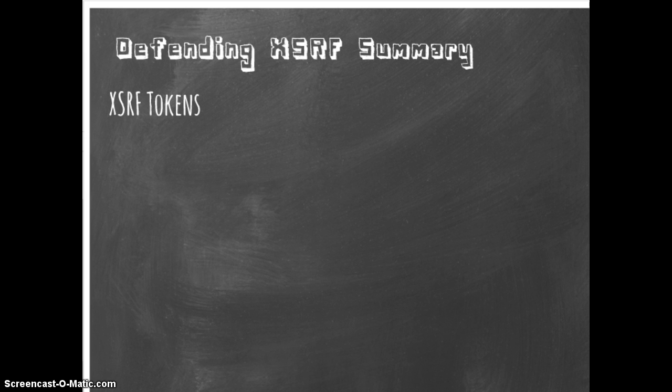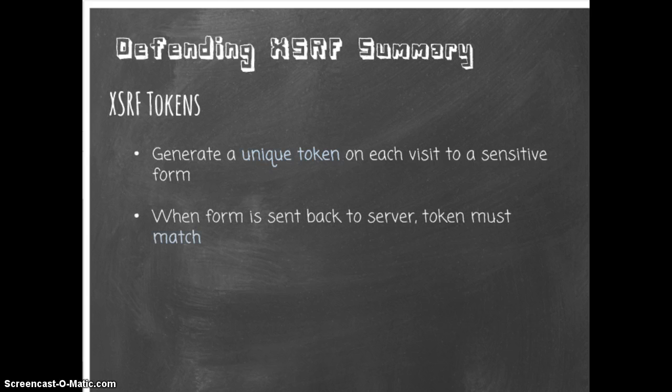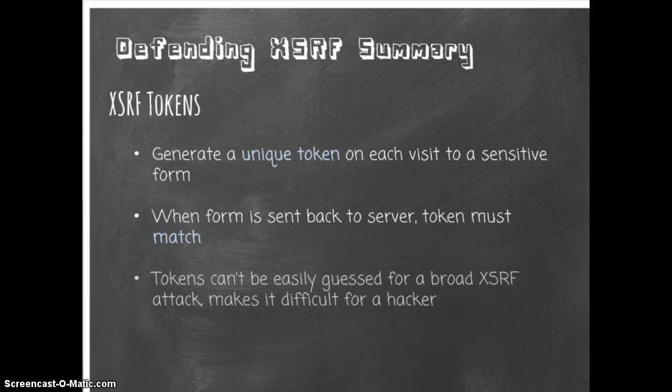Finally, the last defense that we had discussed was using anti-xsrf tokens. What you have to do is generate a unique token on each visit to a sensitive form. Now, when the form is sent back to the server by the user, the token has to match, or else the request is dropped. Now, the reason this works is tokens can't easily be guessed by an attacker. They can't be placed into a broad cross-site request forgery attack, so it makes it much more difficult to execute this type of attack against your forms. I hope you enjoyed this module on defending against xsrf.